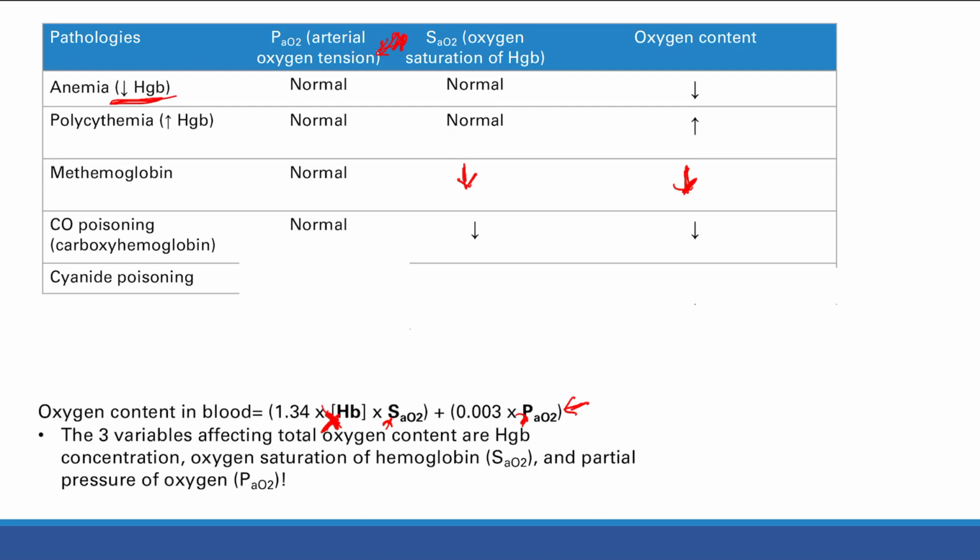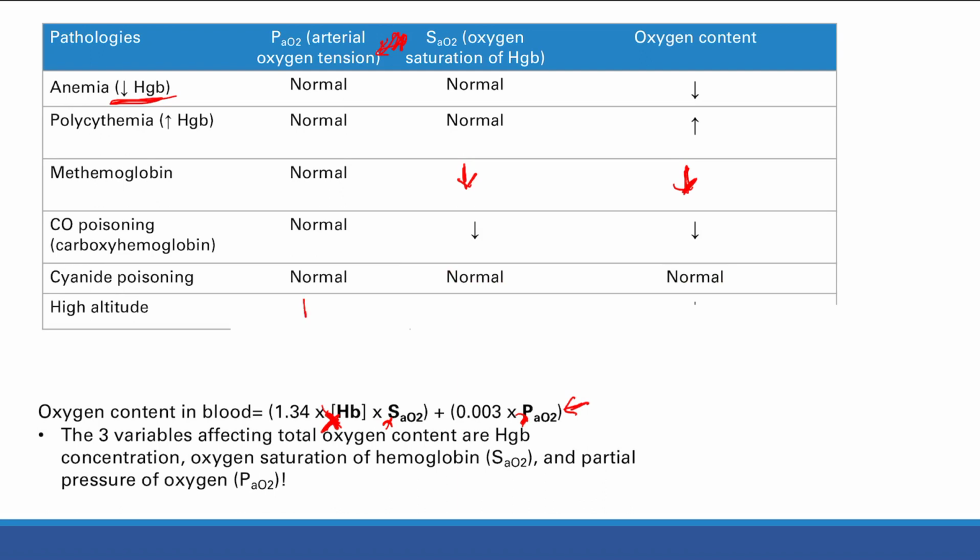Cyanide poisoning: what's going to happen? Is there any change in the amount of oxygen in the blood? No. Is there a change in the amount of oxygen bound to hemoglobin? No. Remember, the problem here is not a hemoglobin problem. The problem is in the electron transport chain, and the oxygen content is the same. You're not able to utilize the oxygen because of the problem in the electron transport chain, leading you to go to anaerobic respiration.